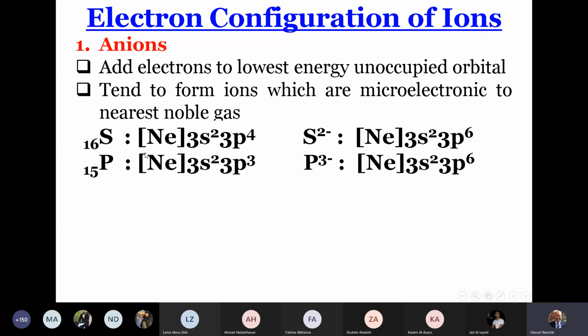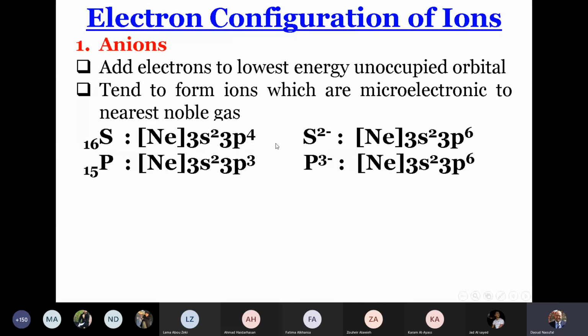For example, suppose you have sulfur and we want to write the electronic configuration of S2 minus. So the sulfur should gain 2 electrons. S plus 2 electrons gives S2 minus. So on the electronic configuration of sulfur 16, we have to add 2 electrons. We can add these 2 electrons.